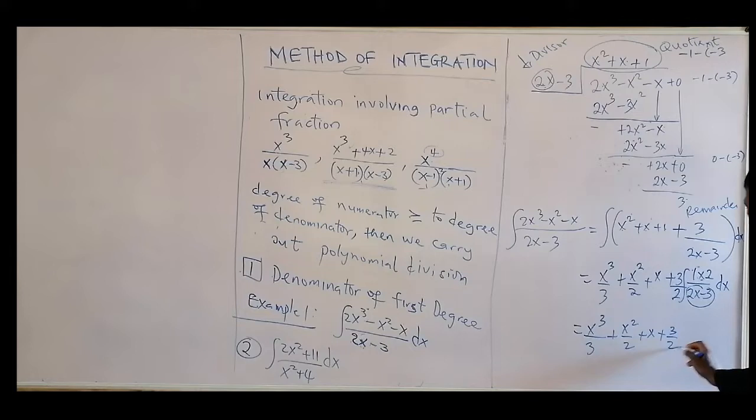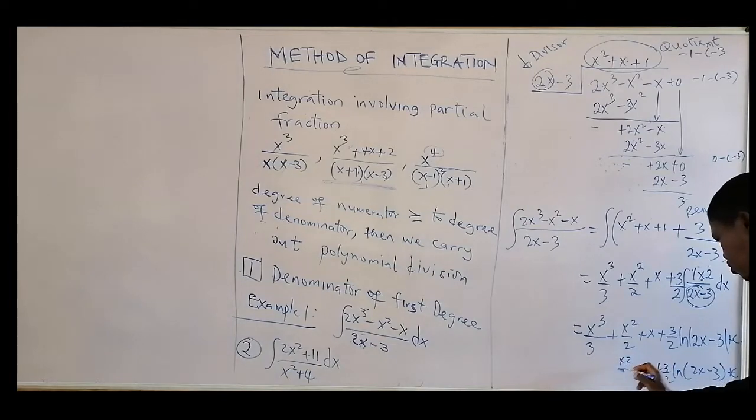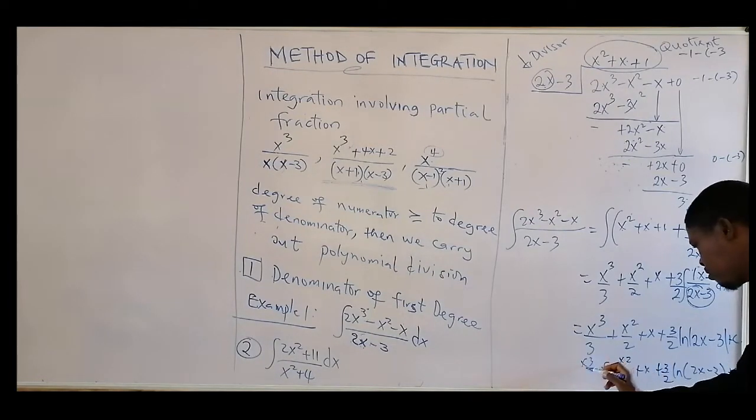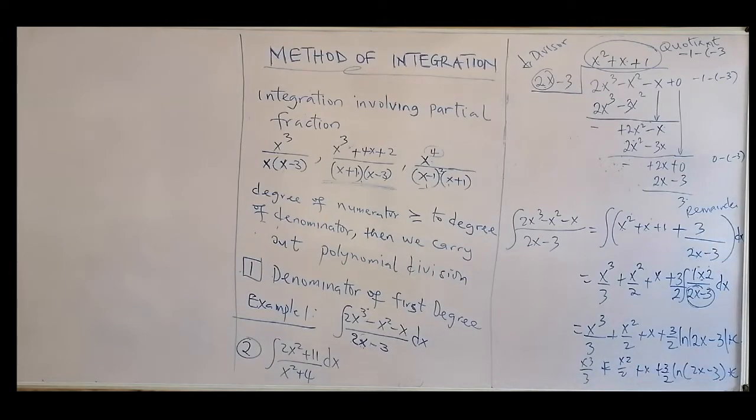Okay, so the final answer will be equal to x cubed over 3 plus x squared over 2 plus x, and then plus 3 over 2. Then the numerator is equal to the derivative of the denominator. So in that case now, it will be ln of the what? Of the denominator. Okay, you can use this, and if you like, you can use brackets. The choice is yours. I mean, you can use 3 over 2 ln brackets 2x minus 3. So the choice is yours. And then plus c. So x squared over 2 plus x cubed over 3. So that's that on that.